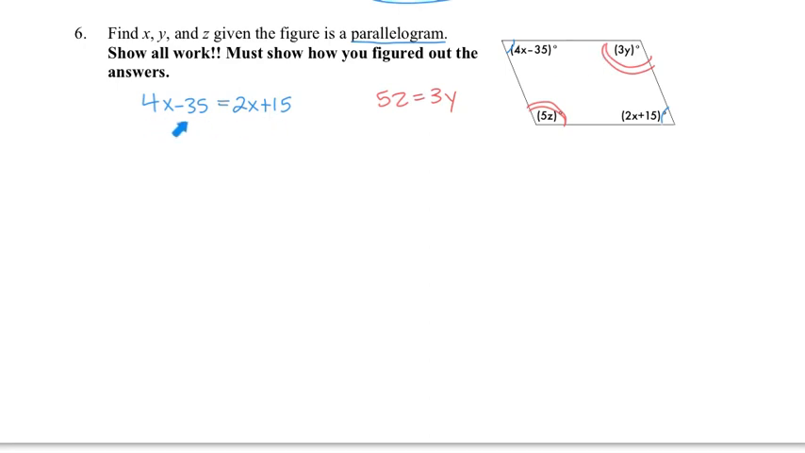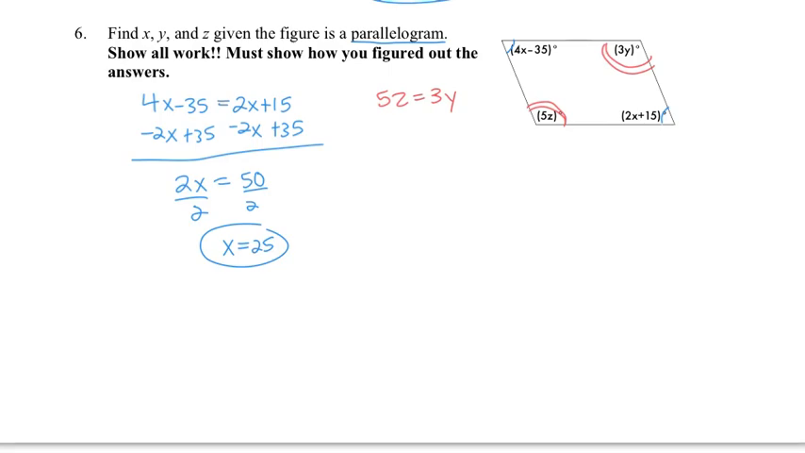But the first one that we have to do is finding out what x is. So let's do this one. I'm just going to do the steps a couple at a time. Subtract 2x from both sides, add 35 to both sides, and you get 2x is equal to 50 here, and divide by 2, and you get x is equal to 25. So we found one of them, and that's going to help us figure out the rest.